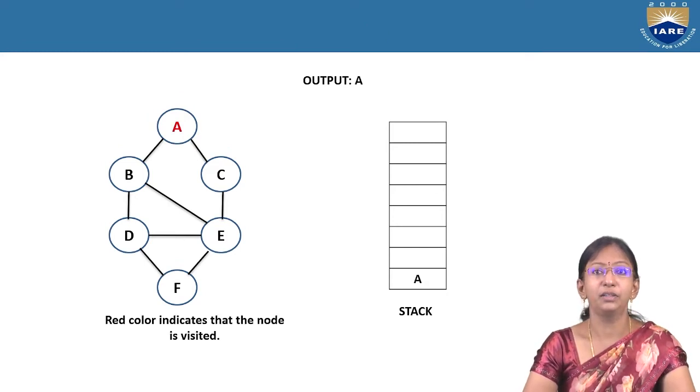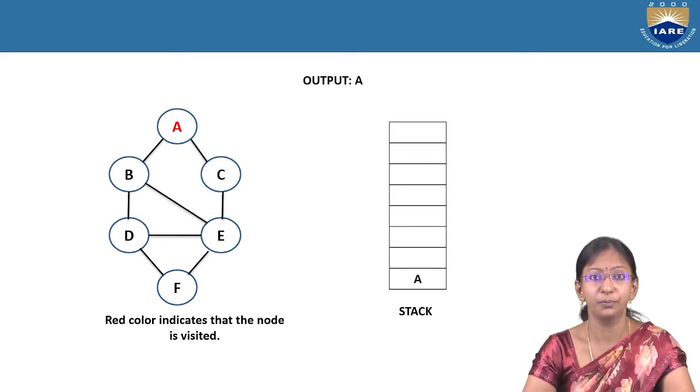I'm going to start with node A, differentiated with the color red. As A is a visited node, A is pushed into the stack as well as sent to the output. Now top points to the first value inserted into the stack, which is A. So who are the unvisited neighbors of A? You can see B and C are the 2 unvisited neighbors of A.